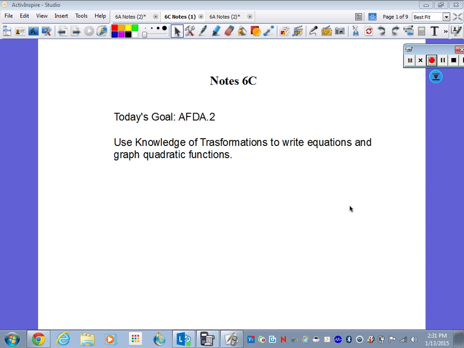All right, welcome everyone. This particular set of notes, we're going to be doing single transformations of quadratics. So let's go ahead and begin.